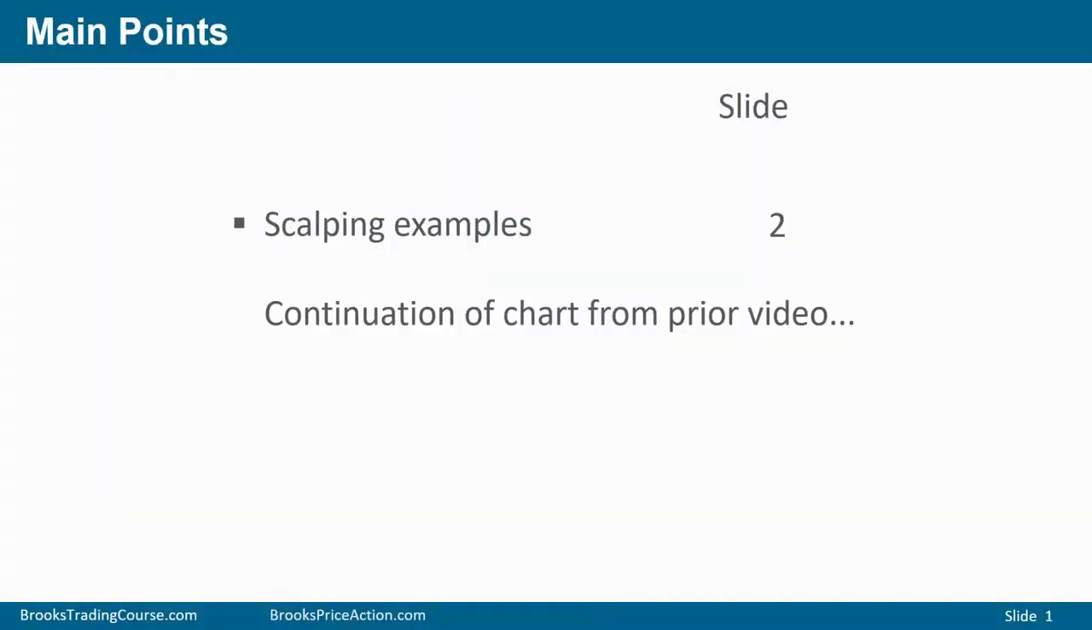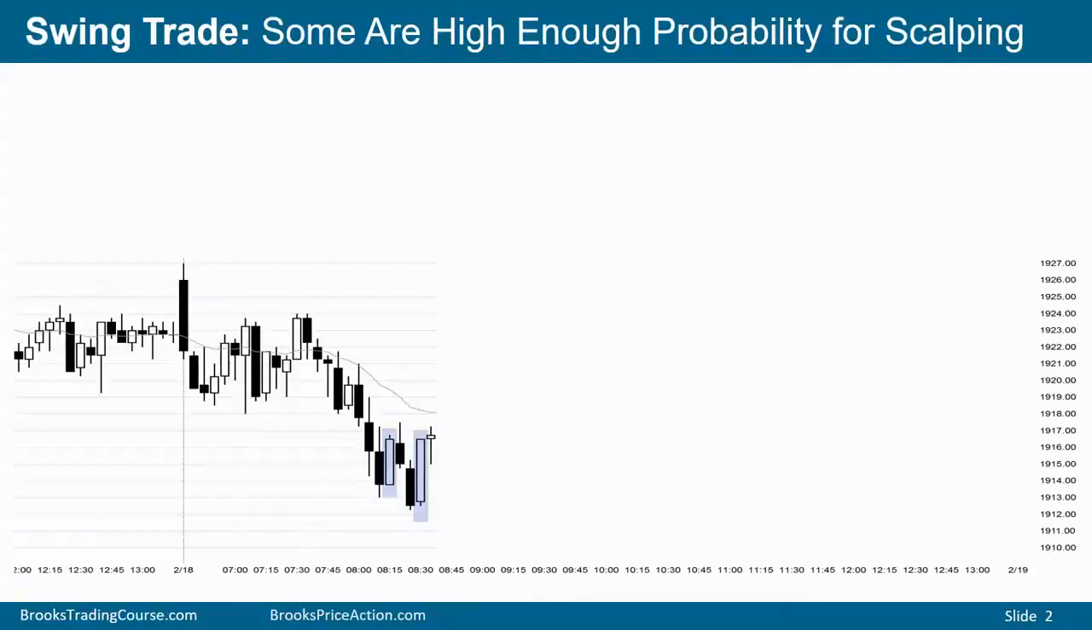I'm going to be continuing the chart from the prior video, again discussing scalping setups and management. The E-minis sold off in a spike pullback channel, and we have a couple bull bars closing near their highs. This is a reasonable swing buy setup.